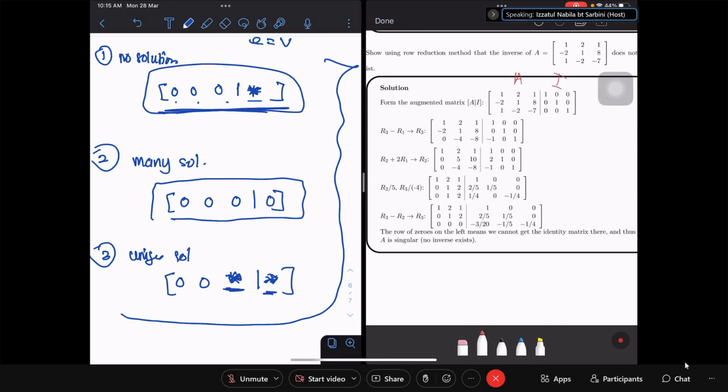But in this case, if you notice, you have found that the last row becomes all zeros. So automatically you know that it is impossible for you to make your left side become the identity, sebab dah all zeros kan. So this means that there is no inverse for this matrix A lah. Maksudnya you can conclude that there is no inverse for this matrix A. Macam tu lah. If you cannot reduce it until the identity. Okay.